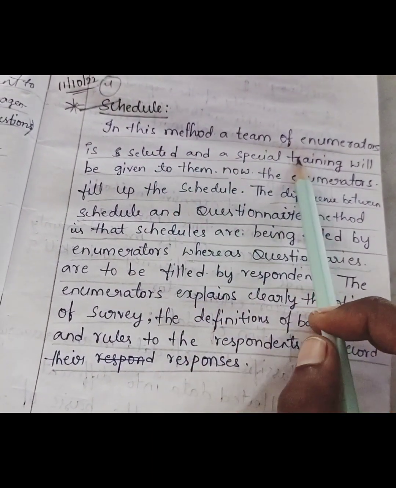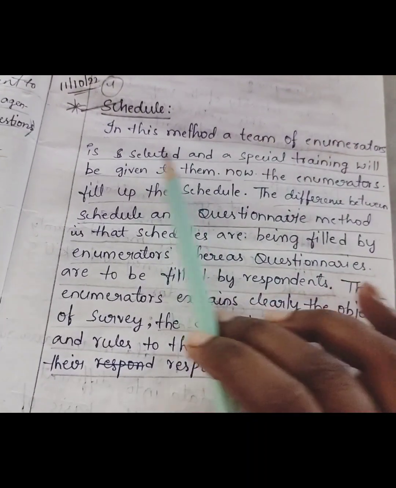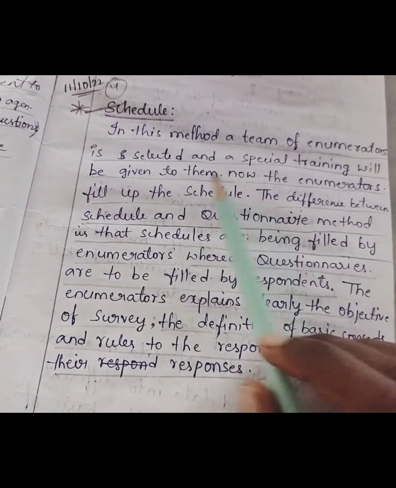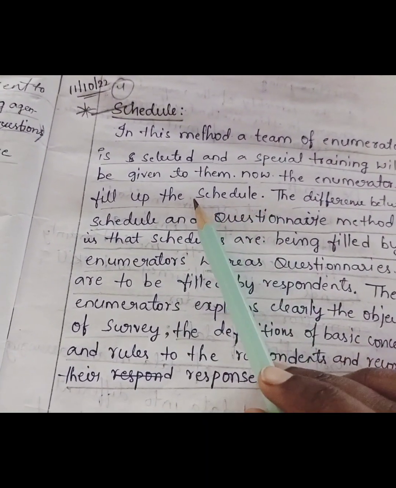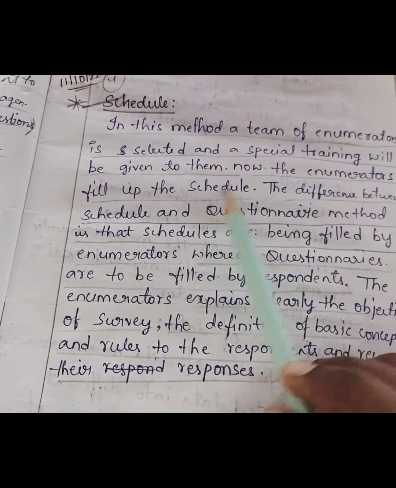Definition: in this method, a team of enumerators is selected. A team of enumerators is nothing but investigators, and special training will be given to them. After that, what do they have to do? Now the enumerators have to fill up the schedule. So the investigator has to fill up the schedule based on the answers given by the respondent.